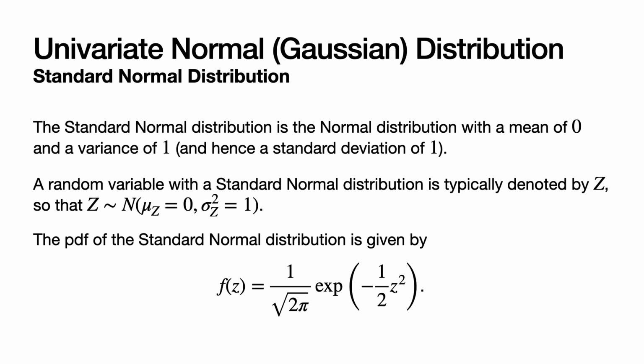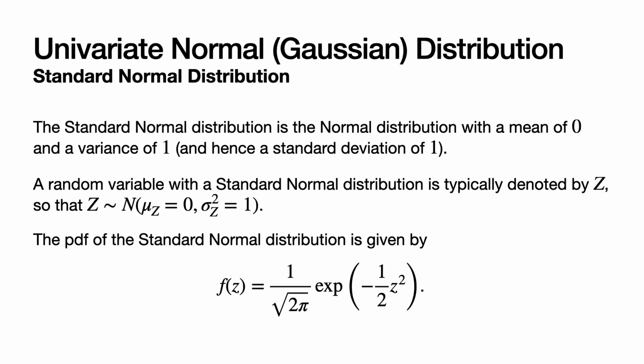Now, the PDF of the standard normal distribution is obtained from the expression for the PDF on the previous slide by plugging in 0 for mu and 1 for sigma squared. And so when we do that, we see that the PDF of the standard normal distribution is given by f at z is equal to 1 over the square root of 2 times pi times the exponential function evaluated at negative 1/2 times z squared.